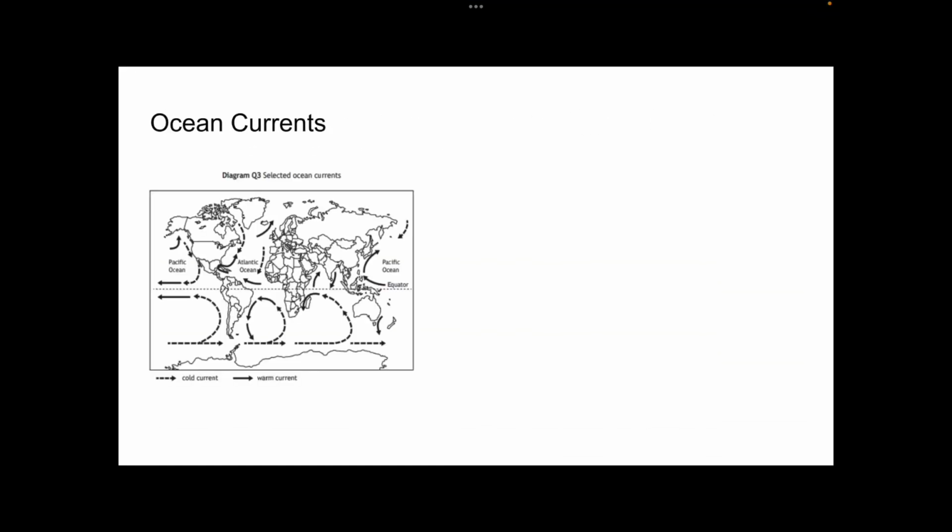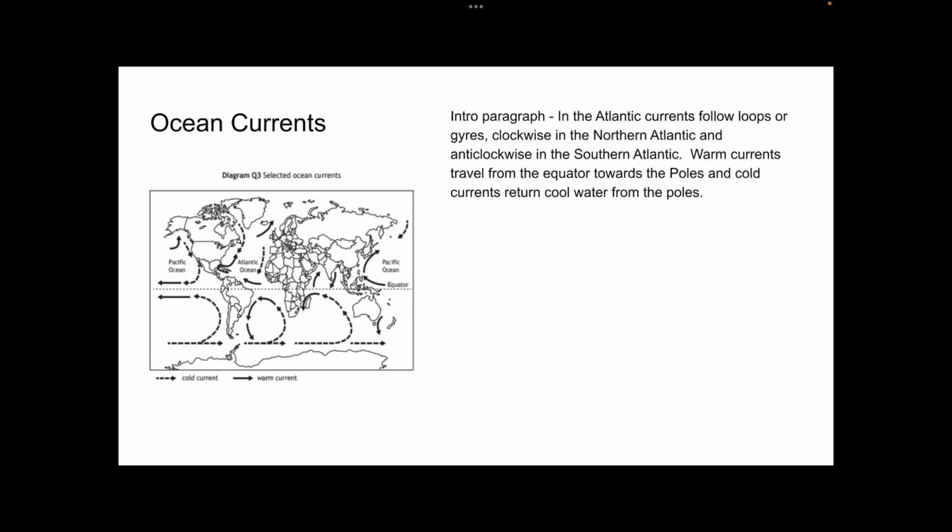Okay, next section we have is our ocean currents. What I always say to people is the ocean currents can be a little bit tricky and can sometimes put people off. But I find that if you start with a wee intro paragraph, something like this. So in the Atlantic, because we need to pick, but we do the Atlantic, we don't do the Pacific. Currents follow loops or gyres. Now, as soon as you mention the words loops and gyres, you get a mark. Clockwise in the northern Atlantic and anti-clockwise in the southern. That gives you a second mark.